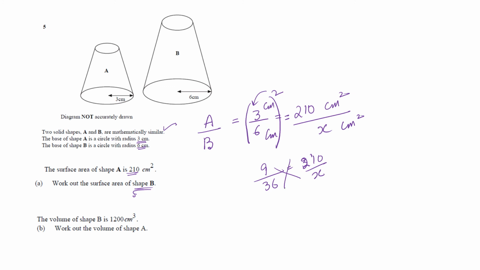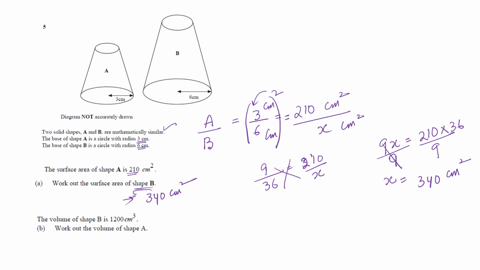Cross multiply, you will get 9x equals 210 times 36. Divide both sides by 9 and you will get 840 centimeter square. What is this? This is the surface area of shape B. So this is 840 centimeter square.